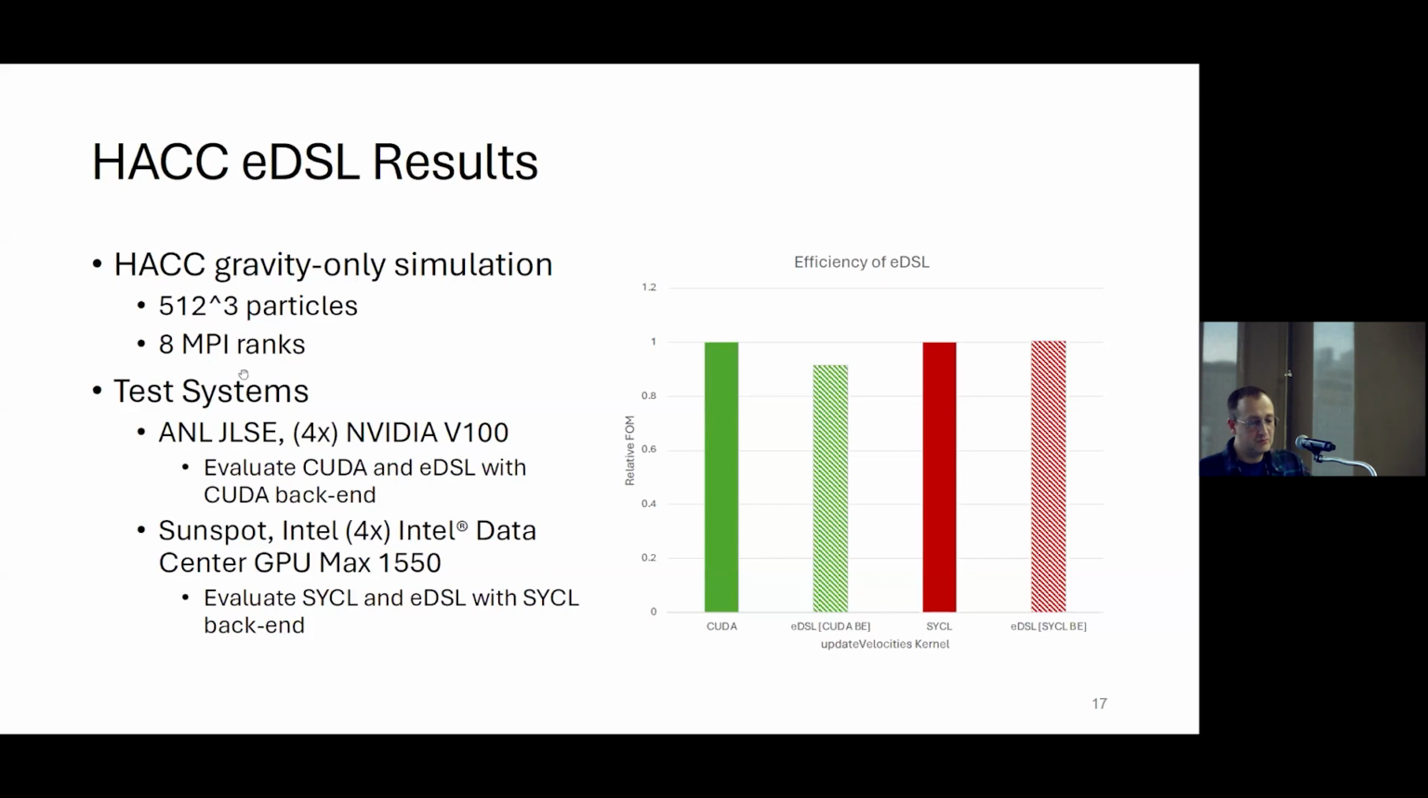And we've tested this on 2 systems available at Argonne in the JLSE testing area, where we have access to an NVIDIA V100, which is where the CUDA tests were done, and then on Sunspot, which is the Intel Data Center Max. So quite good so far, and this was a simple gravity only simulation, so there's really only 2 very easy kernels to test with. We're testing this out on the more complex hydrodynamics kernels, and so far the preliminary results are pretty good.